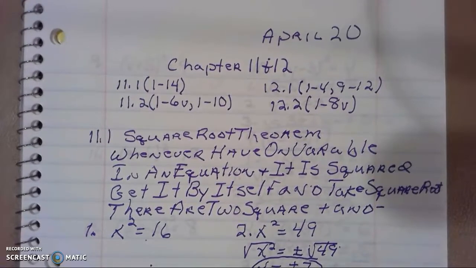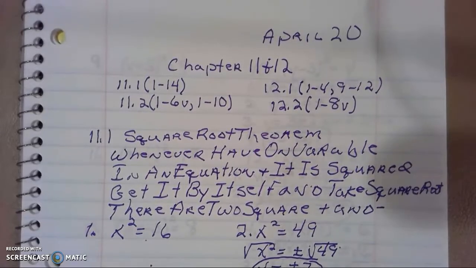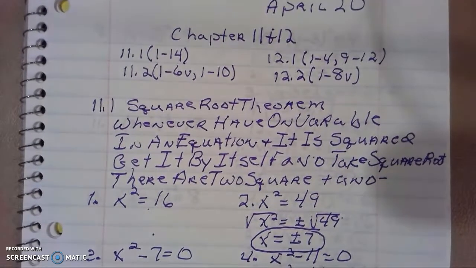This is the assignment for April 20th in Intermediate Algebra, Chapters 11 and 12. We'll introduce the materials that I think are important in Chapters 11 and 12. We won't hit all the points, but first in 11.1, 1 through 14, is the square root theorem. This is a very handy device here.